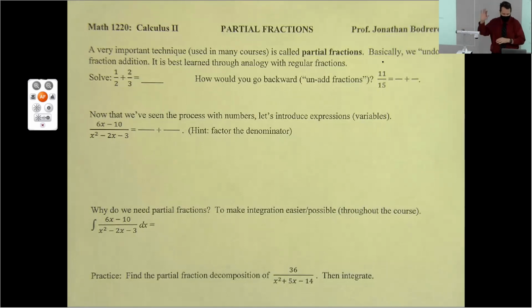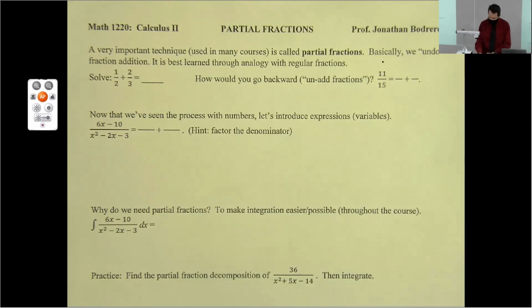I am Jonathan Bodrero. I've taught here at Snow College for over 20 years. So yeah, let's get in on this. So partial fractions. I remember the first time I saw partial fractions. It was kind of scary, but hopefully today I can make it less scary than my introduction.